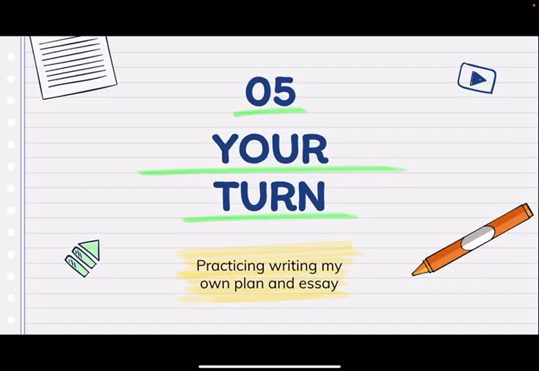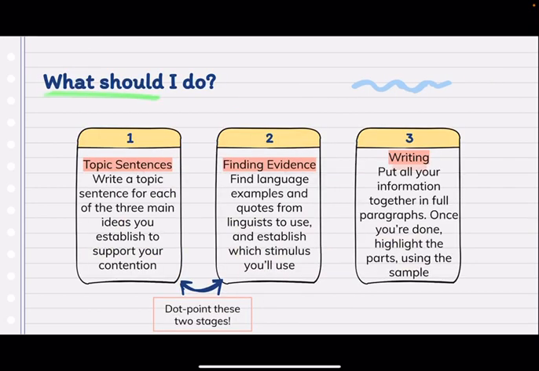All right, it's now your turn to write an essay. This is where you're going to get a chance to practice writing your own plan and your own essay in its entirety. Okay, so this is where you need to start. First thing you need to do is write your topic sentences. You need to write a topic sentence for each of the three main ideas you established to support your contention. So once you've got your contention, topic sentences, or main ideas, are the next thing. Dot point your main ideas.